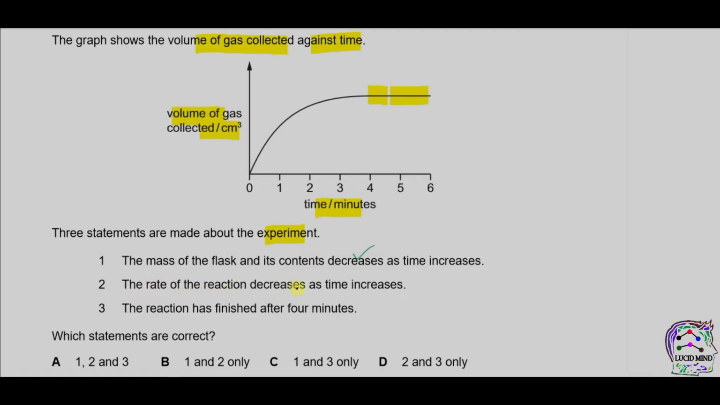Number 2. The rate of the reaction decreases as time increases. This is also true, as we can see from the graph. Steeper the graph, greater will be the rate of reaction, but we can see that slowly the steepness becomes less and it becomes a straight line. So the rate of reaction decreases with time. Part 3. The reaction has finished after 4 minutes. As we can see that after 4 minutes the line is a straight line. So therefore it means that the reaction has completed, as no more carbon dioxide is being formed. This is also true. So as all three statements are true, therefore answer is A.